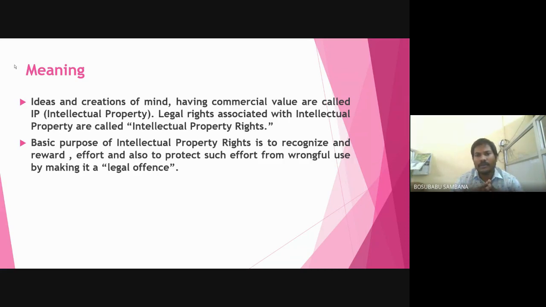The legal rights associated with intellectual property are generally called intellectual property rights. The basic purpose of intellectual property rights is to recognize and reward your work and efforts, and to protect such efforts from wrongful use by making it a legal offense.